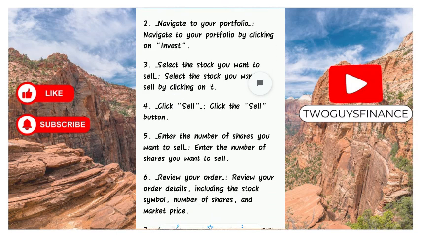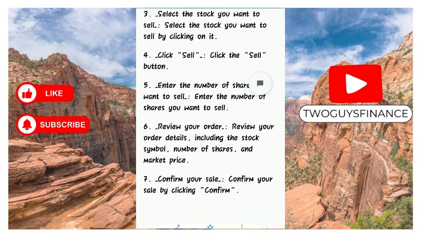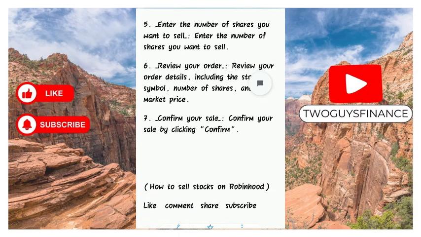And once you're done with that, review your order details, including the stock symbol, number of shares, and the market price, and just confirm your sale by clicking confirm. And yeah, that's pretty much it on how to sell stocks on Robinhood.